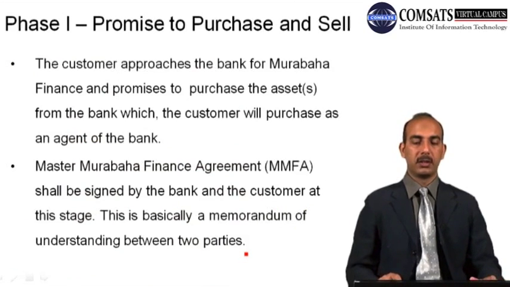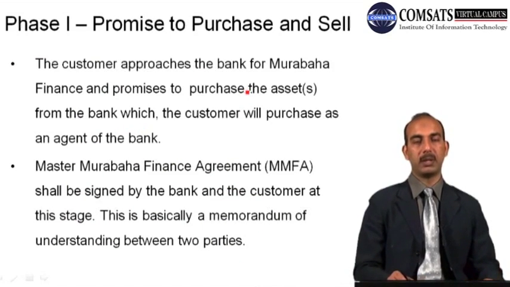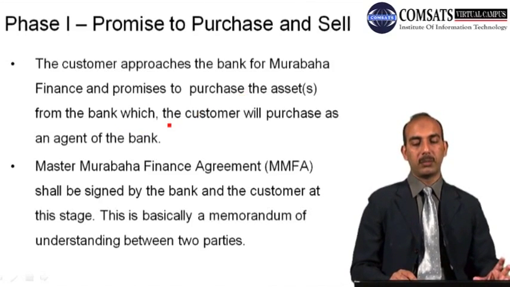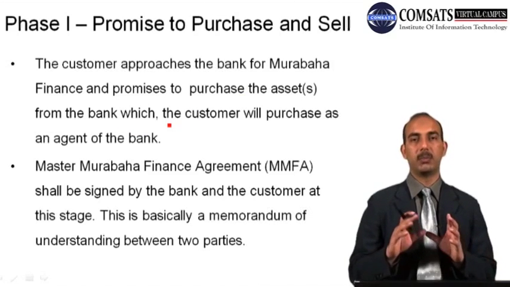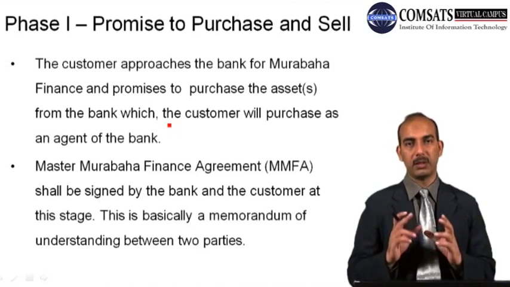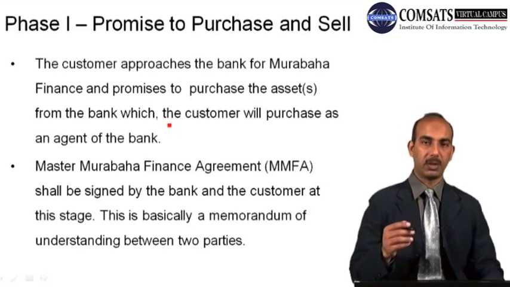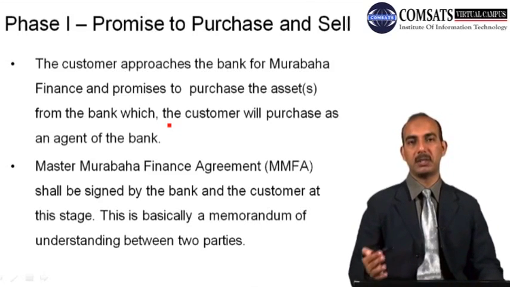In the first phase, there is a promise to purchase and sell. This is actually a memorandum of understanding between the bank and the client. The customer approaches the bank for a Murabaha finance and promises to purchase the assets. The customer will purchase as an agent of the bank, so the bank will appoint the client as its agent as well. So first of all, there will be an agency agreement between the bank and the client. And before that, there will be a memorandum of understanding between them, that is, the promise to purchase that particular asset.